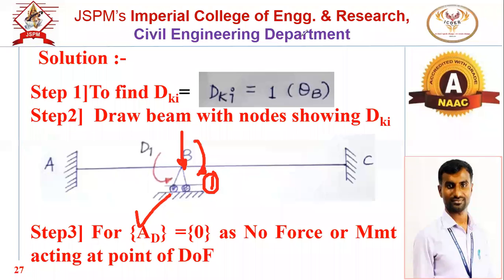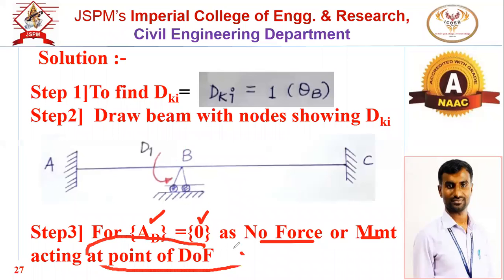Now if you see the loading diagram, no load is acting on point B, so that's why it is a null matrix. A null matrix means it will have the 0 element. Okay, so as no force or moment is acting at a point of degree of freedom. So what is that point of degree of freedom? Means node, and only one node is there at point B.